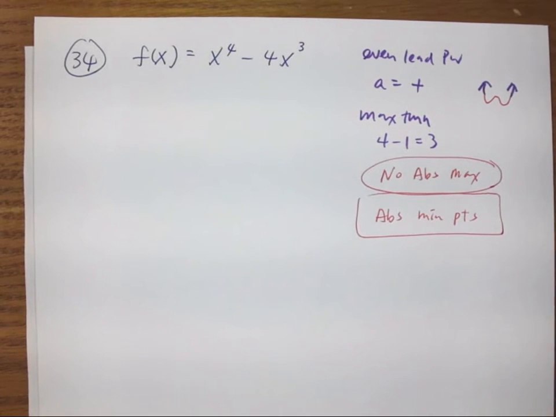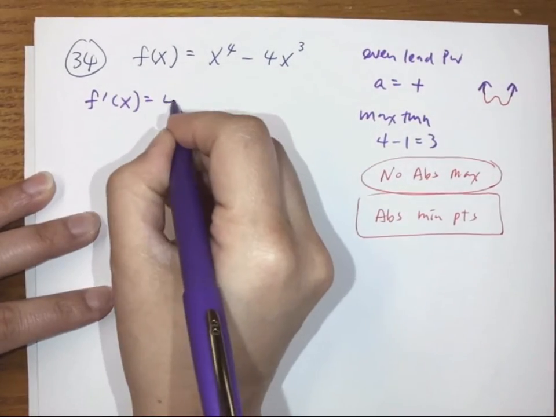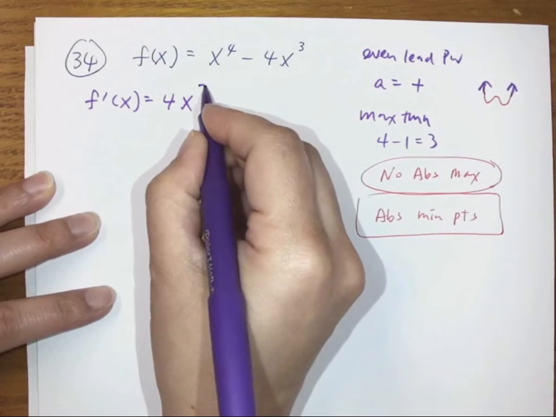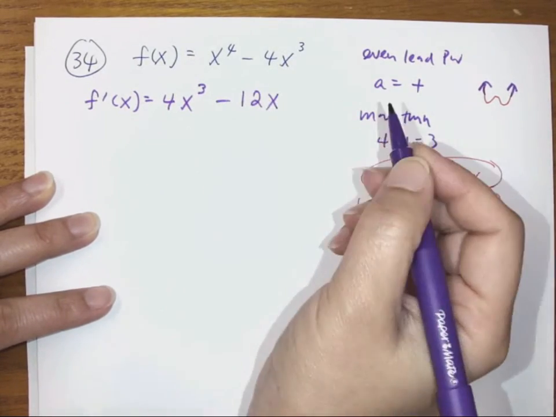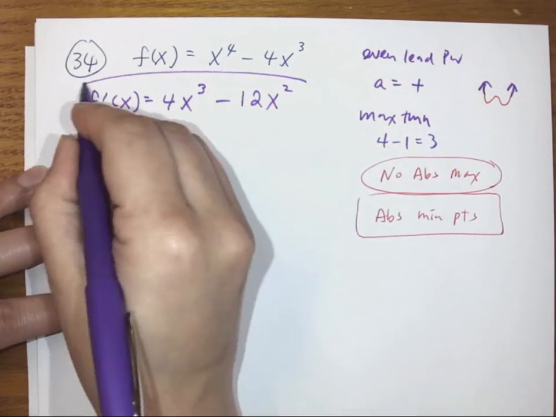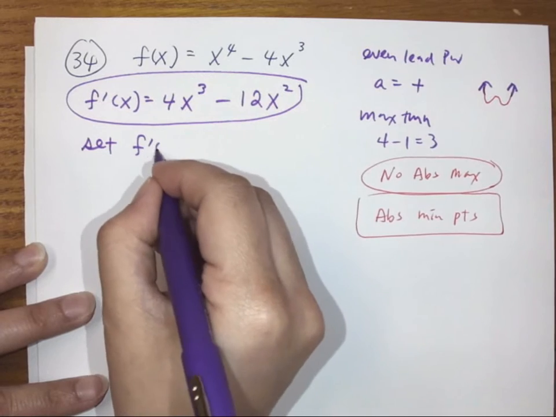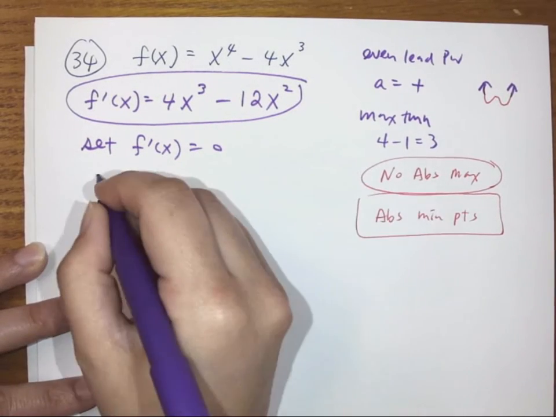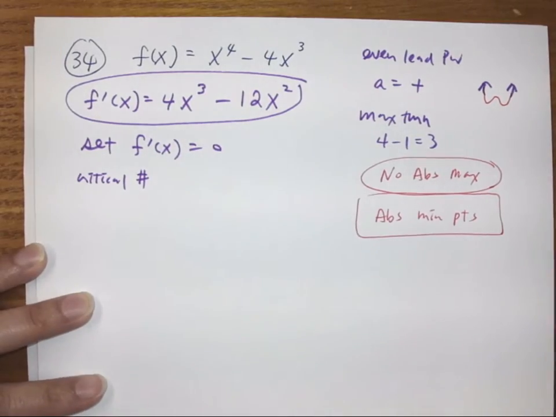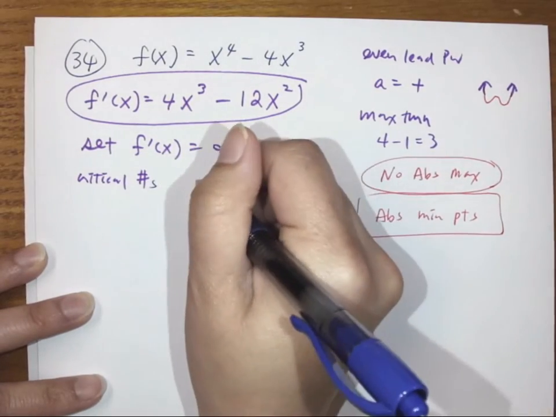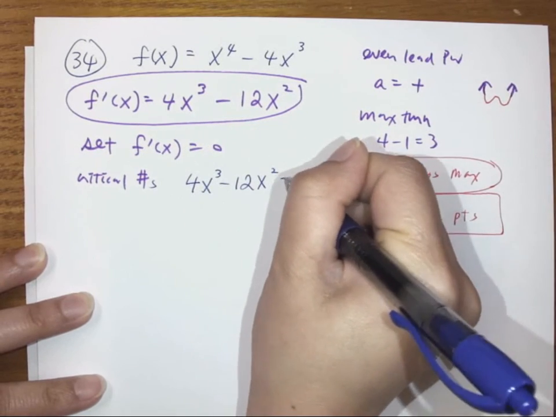So let's find the first derivative. So f prime of x, that is 4x to the third minus 4 times 3 is 12, x goes 1 degree lower, right? 2. So that's my first derivative. And then we need to set that equal to 0 for the critical numbers, right? Okay, maybe more than 1 this time. So we got 4x cubed minus 12x squared equal to 0.